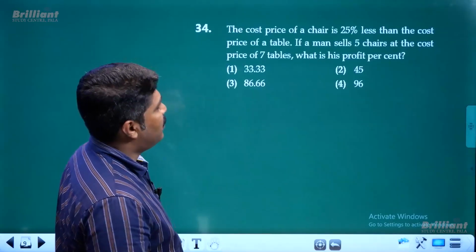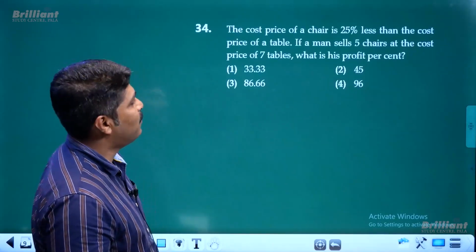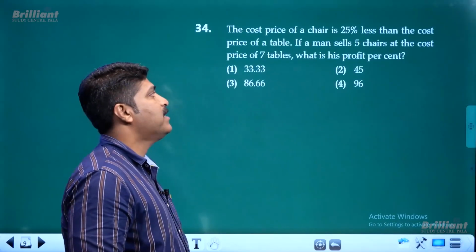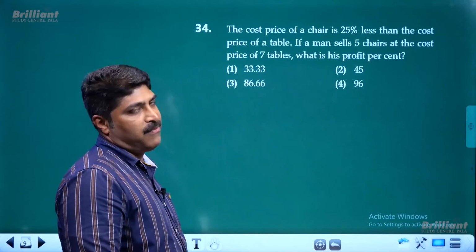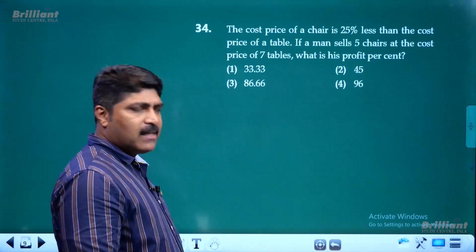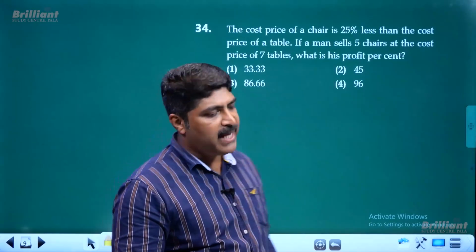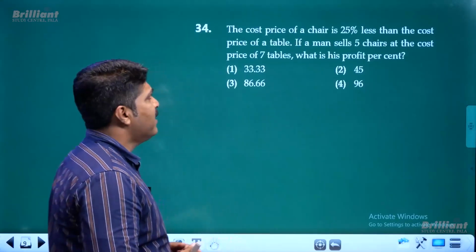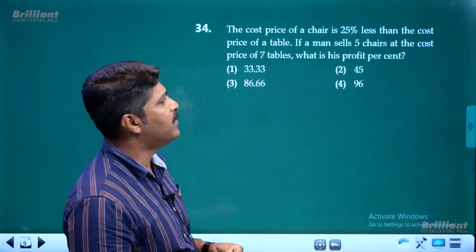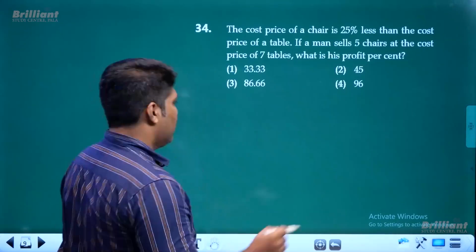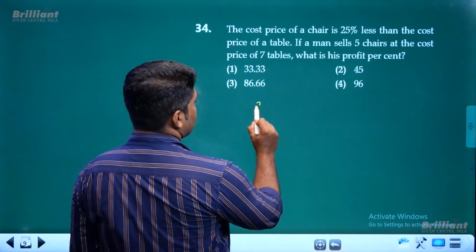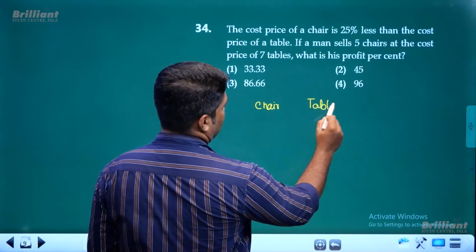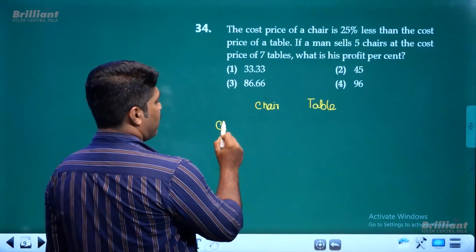Next one: the cost price of a chair is 25% less than the cost price of a table. If a man sells 5 chairs at the cost price of 7 tables, what is his profit percent? It's also a basic question, but you need to make some assumptions here based on the given data. It is given that the cost price of a chair is 25% less than the cost price of a table. Chair and table, correct.